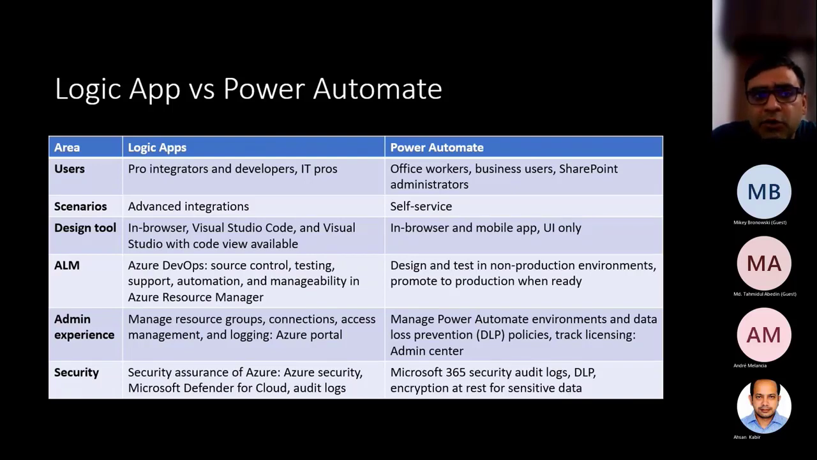The same goes with ALM, application lifecycle management, where in Logic Apps you can integrate Azure DevOps and all those capabilities that come along with it. You can have other kinds of source control as well. In Power Automate, that is not the case because code doesn't come by default. You first try in a non-production environment, and once you're good, you promote it to production. So there is no concept of CI/CD or DevOps in the case of Power Automate.